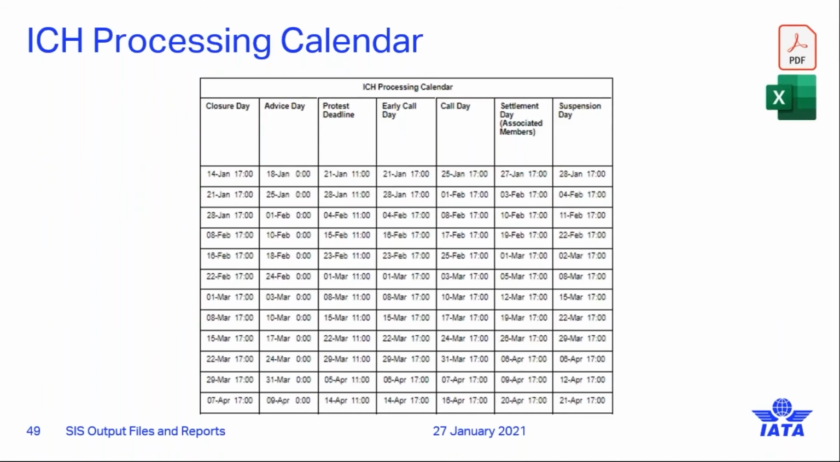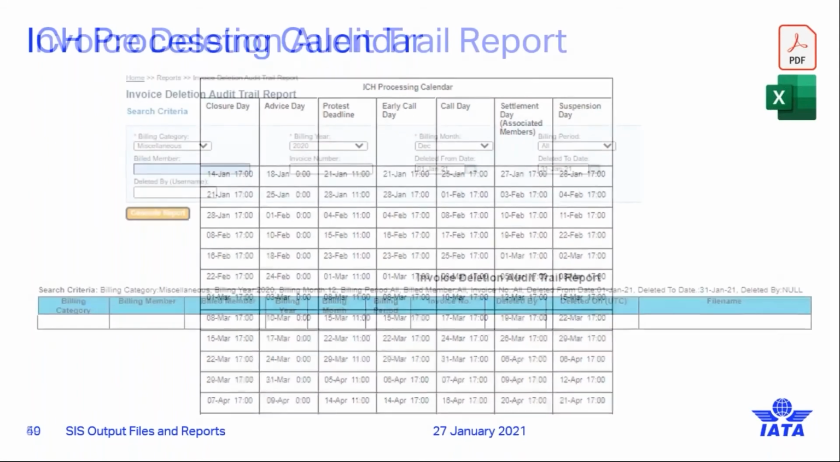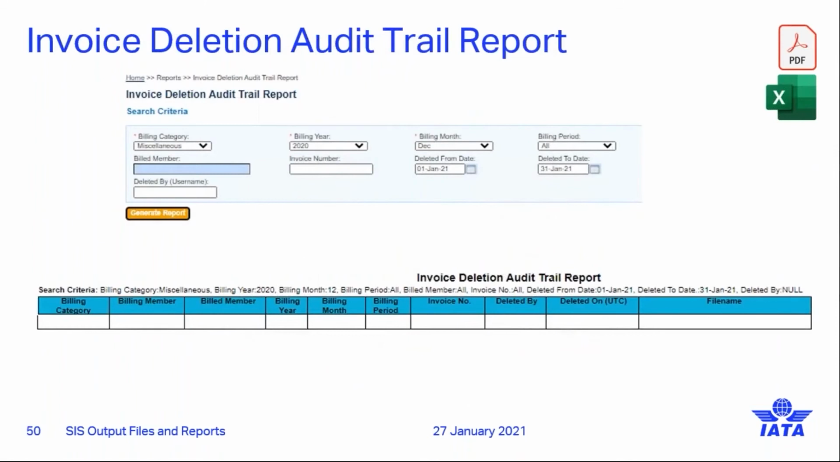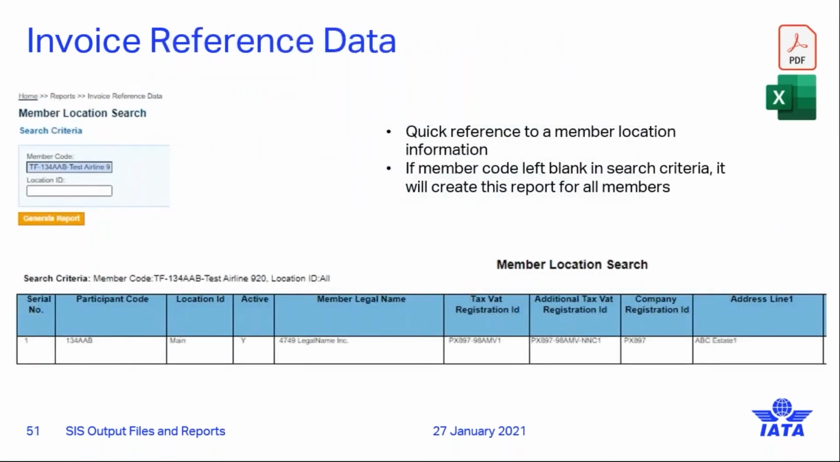Continuing on, we are going to be looking at the next report, which is the Invoice Deletion Audit Trail Report. This report creates an audit trail of deleted invoices. It shows what was deleted, when, and by whom. This is for audit purposes as it shows a history of invoice deletion, and it's a great tool to check internally. The next report that we'll be taking a look at is invoice reference data.